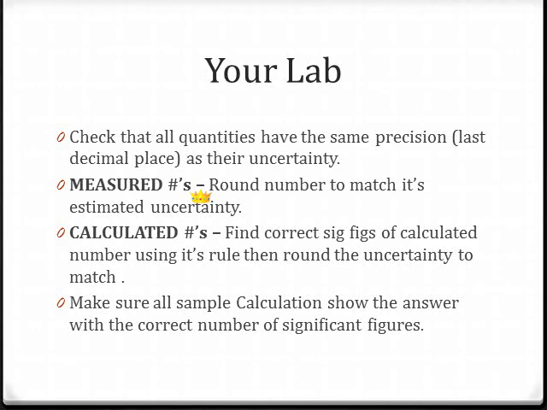Calculated numbers, you have to first figure out the number of significant figures in that calculated quantity using the rules we discussed. And then you round the uncertainty to match the number, because the number is king with calculated quantities. Okay, and then last of all, you need to look at all your sample calculations and make sure that the final answer has the correct number of significant figures as well. And this is true for all of your numbers throughout your lab, not just in your data tables or your sample calculations, but anytime you even discuss numbers in words, you need to make sure that they're listed to the correct number of sig figs.